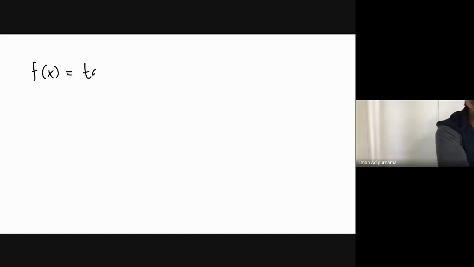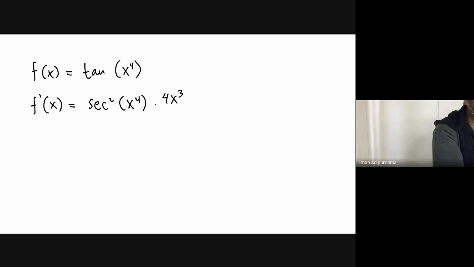If I have tangent of x with power of 4, and I give you the first derivative, we can write secant squared of x with power of 4, and then multiply with the chain rule. The inside function is 4x cubed, right? With the chain rule. Or if you want to write it in the form of u, you can write this.